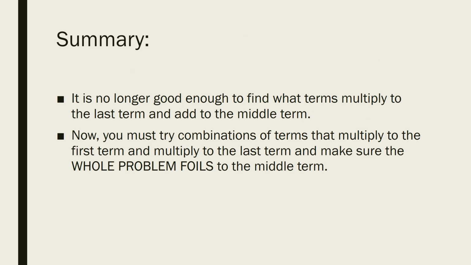All right, summary. It's no longer good enough to just find what terms multiply to the last term and then add to the middle term because I have a lead coefficient other than 1. So now I have to try different combinations of terms that multiply to the first term and multiply to the last term, and then make sure the whole problem foils to the middle term. And you just saw exhaustive examples of that. So hopefully you got the point.